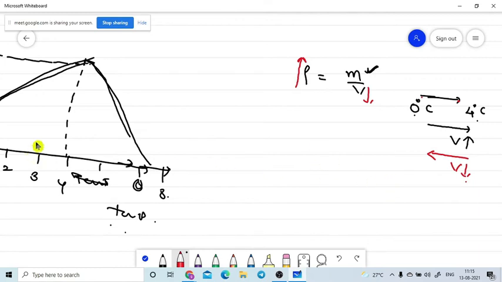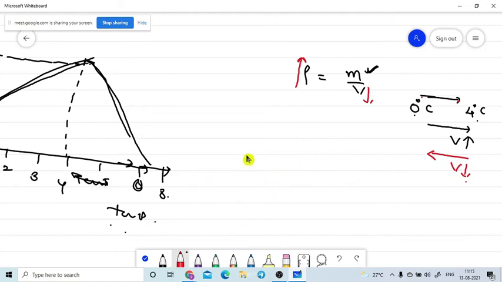So that means while we are moving the temperature from 0 degree centigrade to 4 degree centigrade, density is rising. After 4 degrees Celsius, density again is decreasing. It is going to some value. So in the same manner.